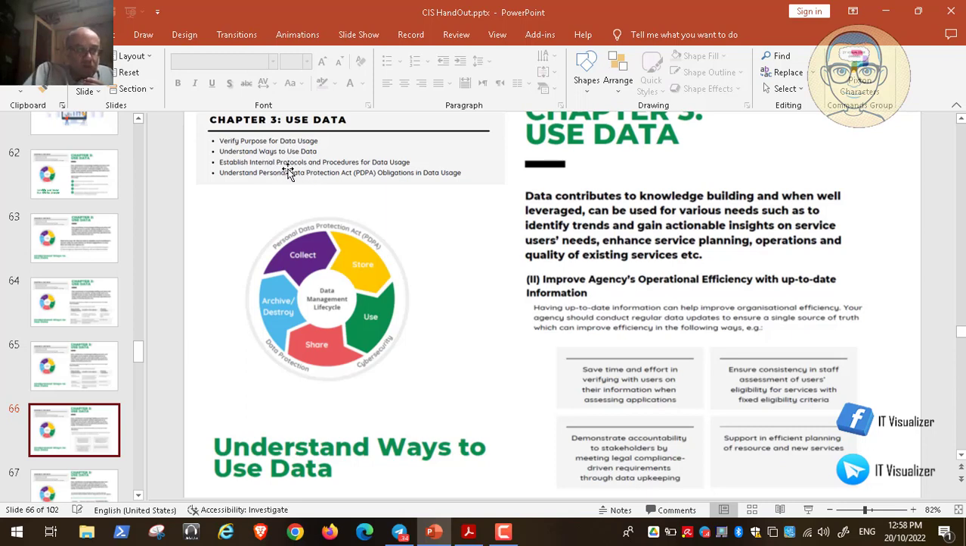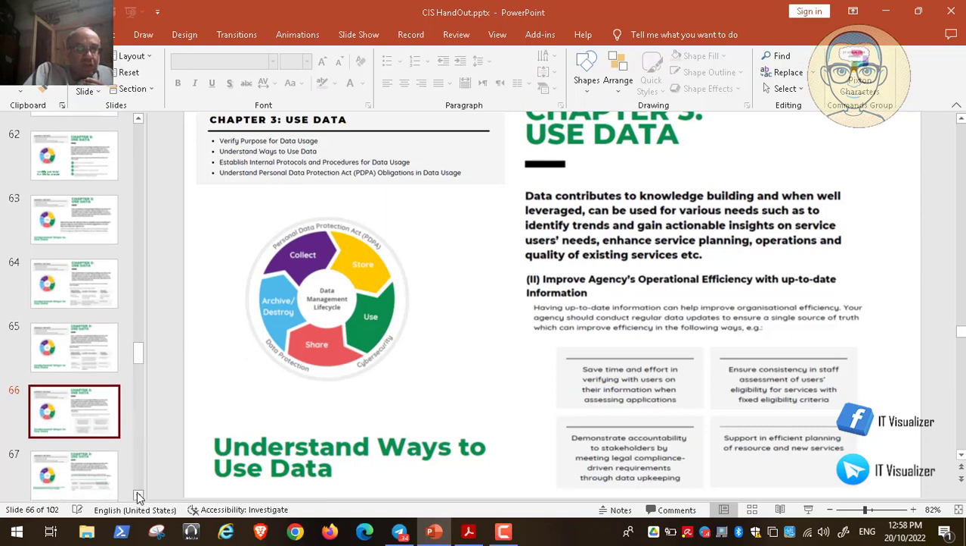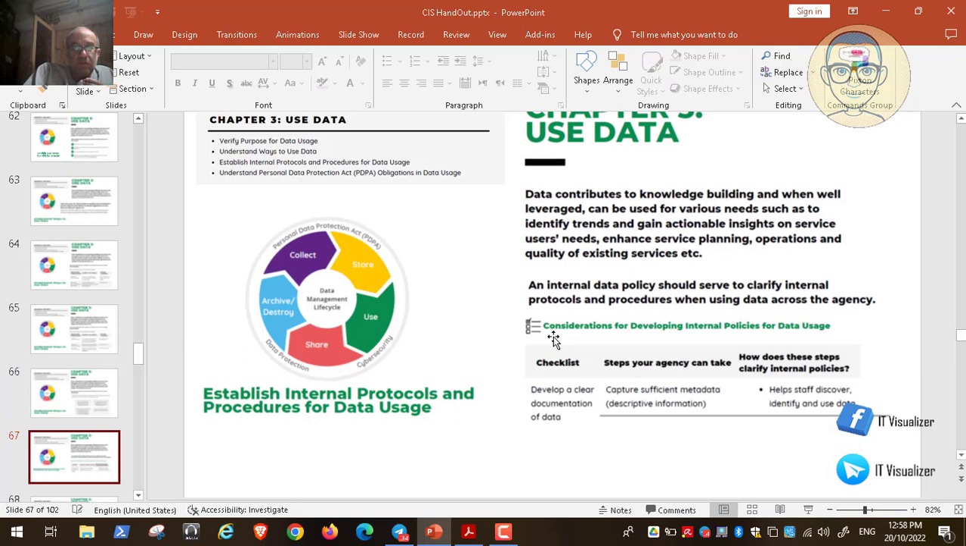Again, the third one is to establish internal protocols and procedures for data usage. Let's see this. An internal data policy should serve to clarify internal protocols and procedures when using data across the agency. So here you need to have clear procedures for how you can use the data within your organization, which departments should use which data, and develop a clear documentation of data. You should clarify and document all of your data, and capture sufficient metadata or descriptive information.